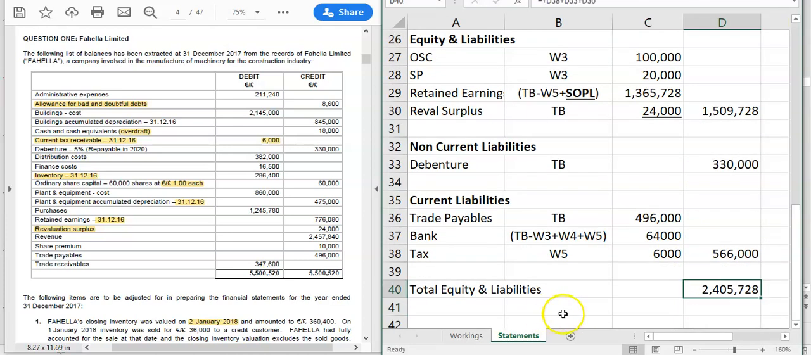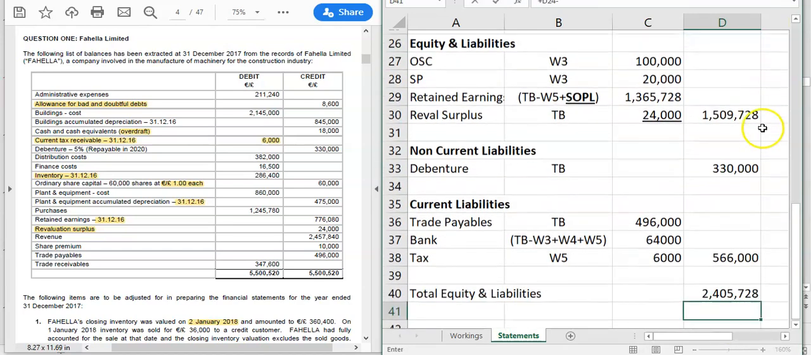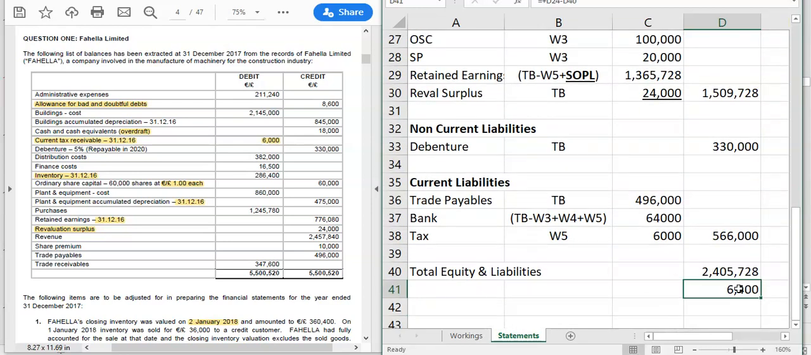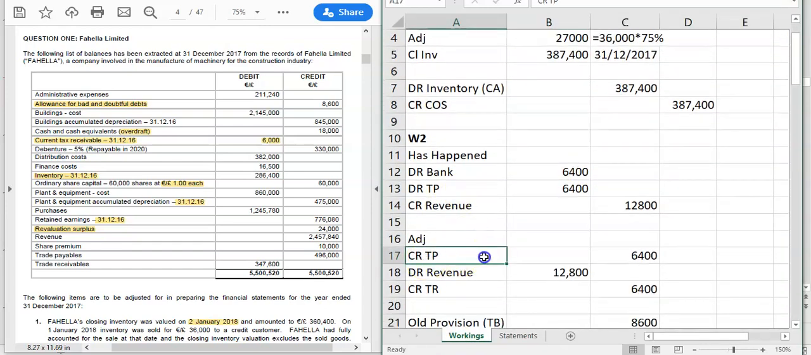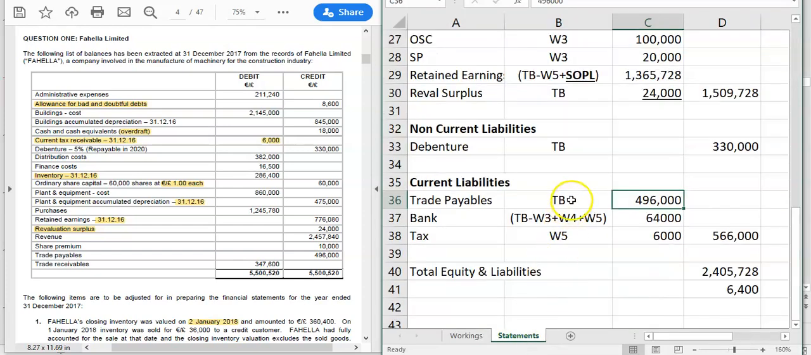2405, so be careful now, we're slightly off, so we need to double check where exactly we've gone wrong. This is a good practice to get an idea. Just look at the difference. So 2412 minus this amount here, so you're off by 64. And if we remember, we go back, I've left out an item here. I should have credited trade payables 64. So that means these trade payables plus working 2, that'll be 496 plus 64. And now you're balanced.